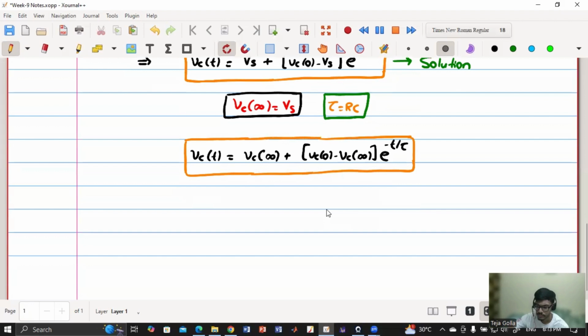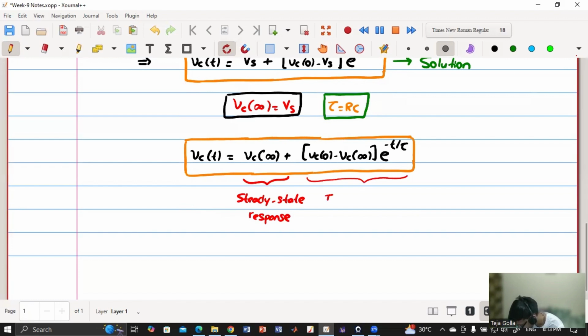So now if you see here, it has two terms. One is the constant term and one is the exponential term. The exponential term is decaying, right? Do you agree? Yes, sir. So now there are names. This term is called the steady state response because it is the steady state value. At steady state, when it reaches steady state, this is the value that we will be getting, and this is called the transient response.